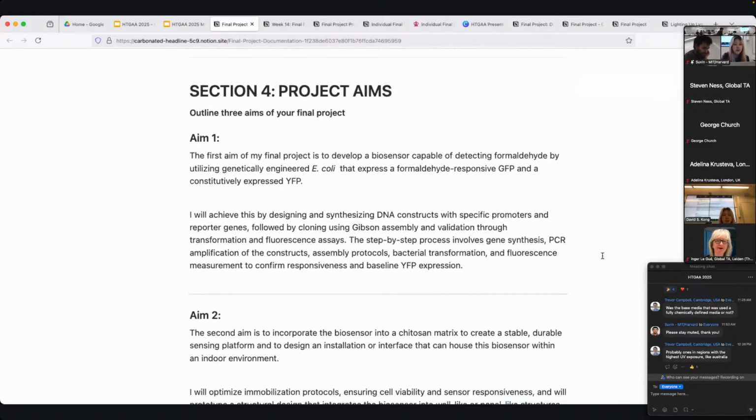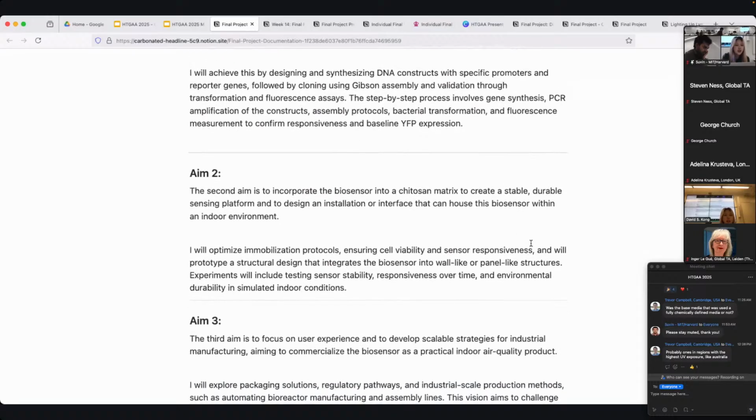For project aims, Aim 1 of my final project is to develop a biosensor capable of detecting formaldehyde by using engineered E. coli that express formaldehyde-responsive GFP and a continuously expressed YFP. Aim 2 is to incorporate the biosensor into a chitosan matrix to create a stable, durable sensing platform, and to design an installation or an interface that can house this biosensor within an indoor environment.